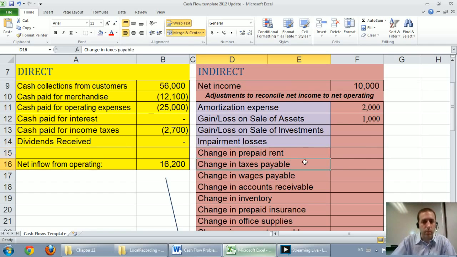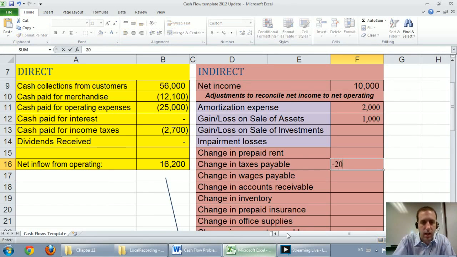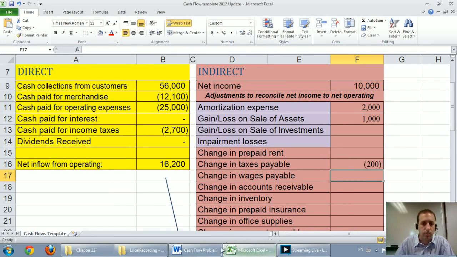They didn't have prepaid rent, but they did have taxes payable. Let's have a look at our taxes payable. Our taxes payable went from 1,200 to 1,000. It went down by 200, and you've got to say to yourself, why did taxes payable go down? Well, taxes payable goes down because you pay your taxes. So that $200 that it went down is bad for your cash. I mean, it might be good for your standing with the government to pay your taxes, but it's bad for your pocketbook. You cost yourself $200. So this is a negative $200 impact on cash.